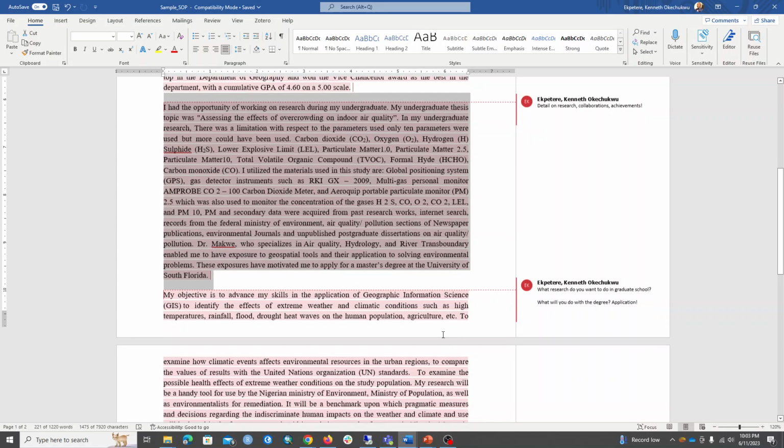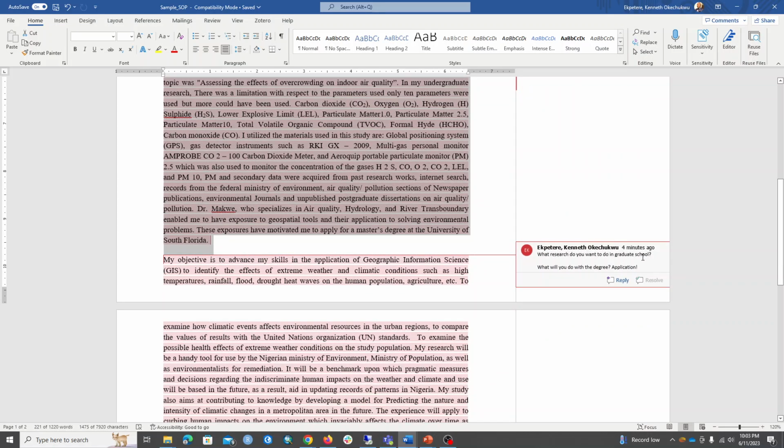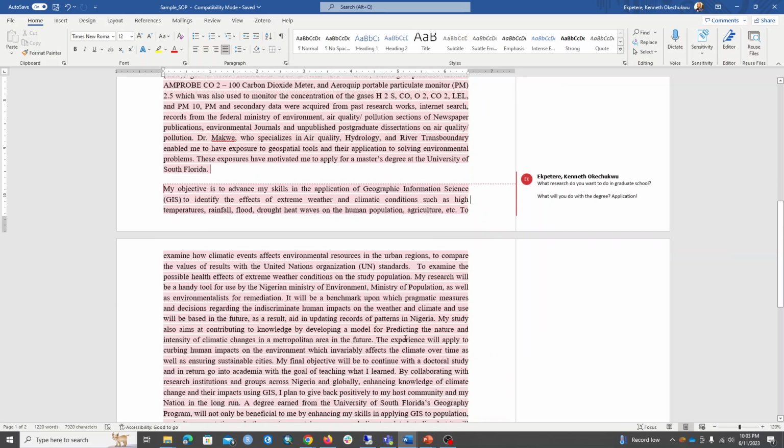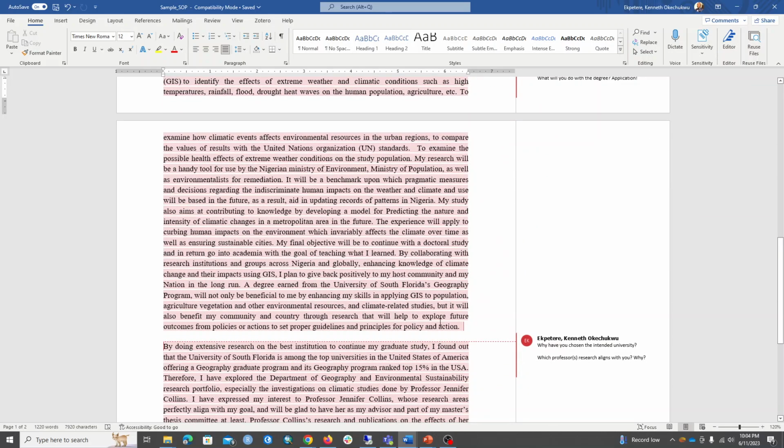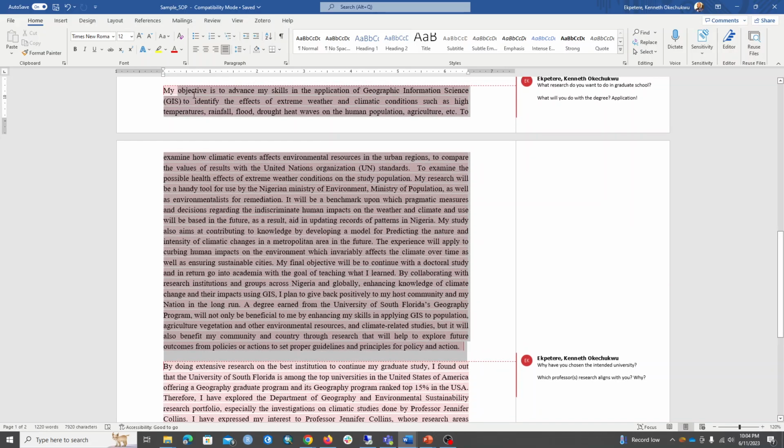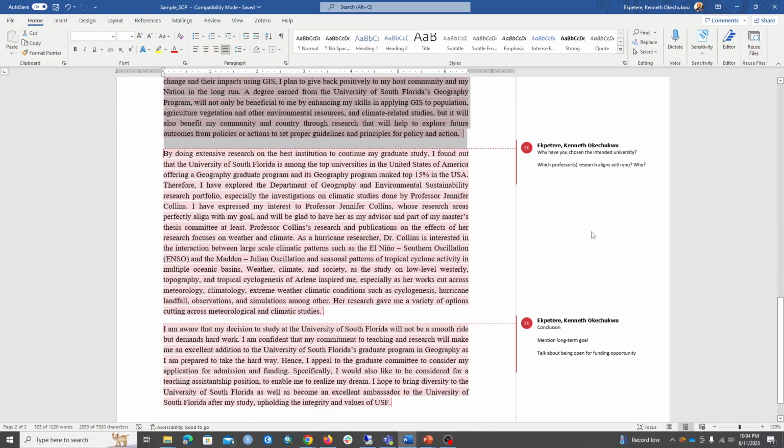In the next paragraph, we talked about what research you want to do in grad school. So here you're now moving forward. If you go to this grad school, what research are you going to be doing, right? What will you do with the degree? And the application. How will you apply the degree or your research to solve life problems? So this paragraph is going to cover that. The next paragraph covers why you have chosen the university.